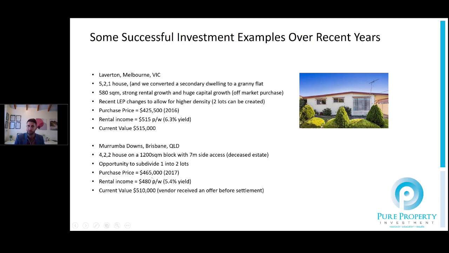It was purchased for $465,000, with rental income of just the house as it stands by itself of $480 a week, which is very tidy. And the vendor on this property received an offer before they even settled of $510,000, which was a fantastic result. So essentially they could have on-sold that property and made a tidy profit of probably 20 odd grand after all fees and charges, without essentially doing anything. But that is not their intention. They didn't take the offer.